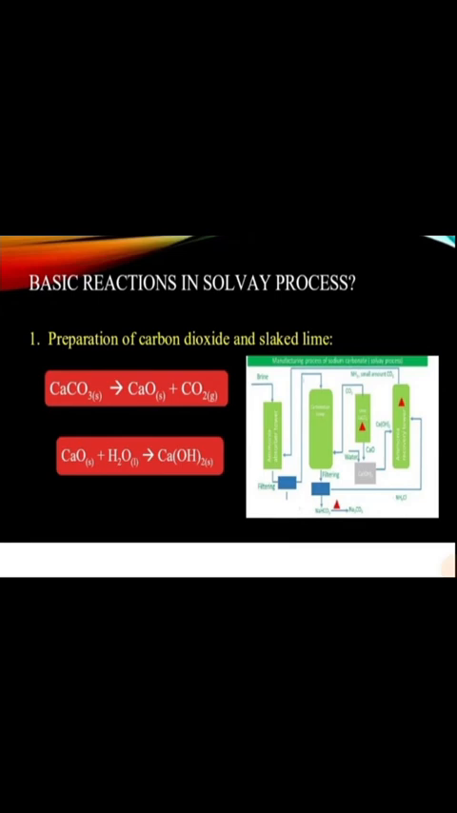Then the second thing is the preparation of carbon dioxide and slaked lime. Calcium carbonate is heated in the lime kiln to produce carbon dioxide, and a side product, calcium oxide, is obtained. This carbon dioxide will be passed into the Solvay tower, or the main reaction chamber, from the bottom, according to the counter current principle, while the calcium oxide will be treated with water to form slaked lime, which is calcium hydroxide, and it will later be used for the recovery of the ammonia.